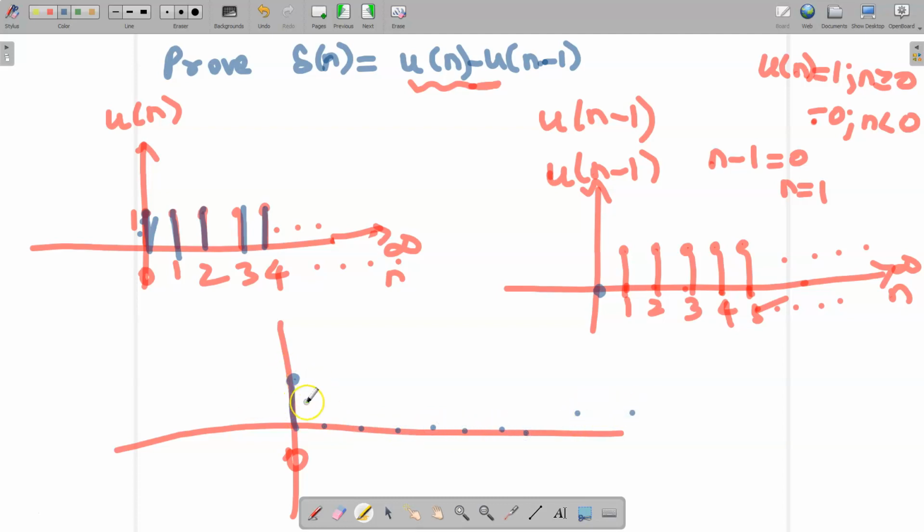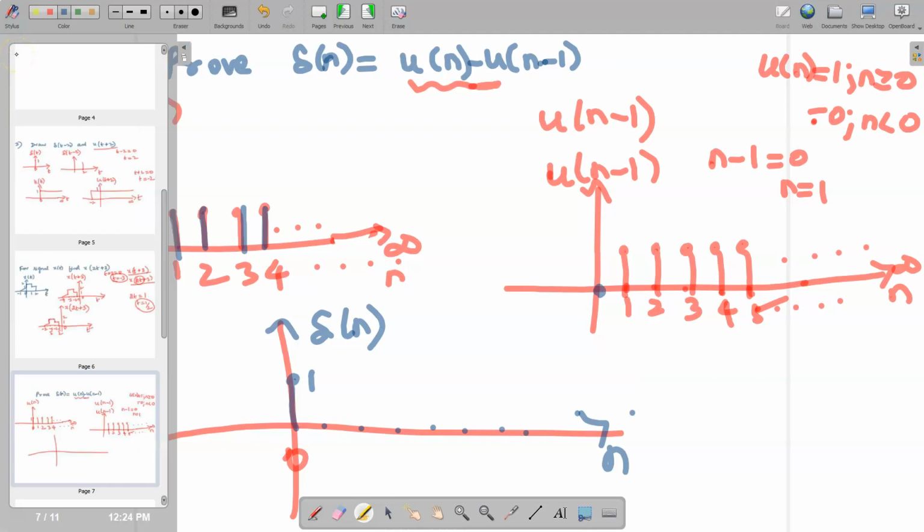So, this is looking like your del of n signal. The value exists only at 0, the amplitude is 1. So, this is nothing but del of n. Okay, so this is the proof they have asked. They have given u of n and u of n minus 1, subtract both, and it is looking like your del of n. So, that is the proof. Therefore, we can say del of n is equal to u of n minus u of n minus 1.